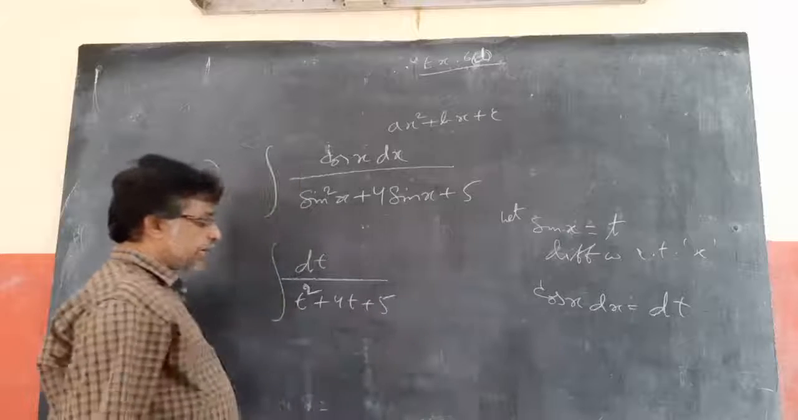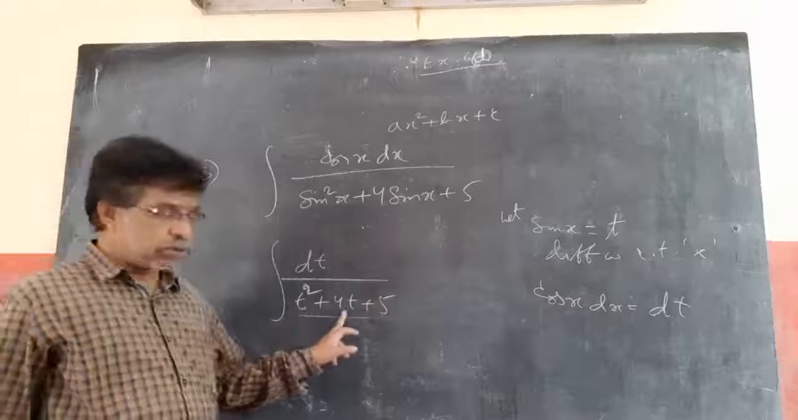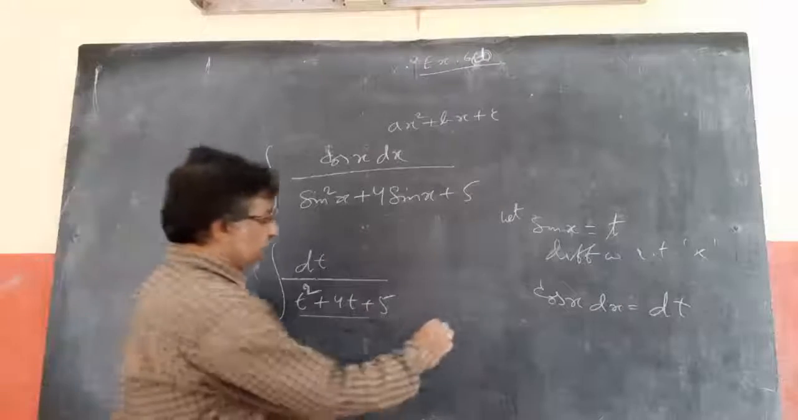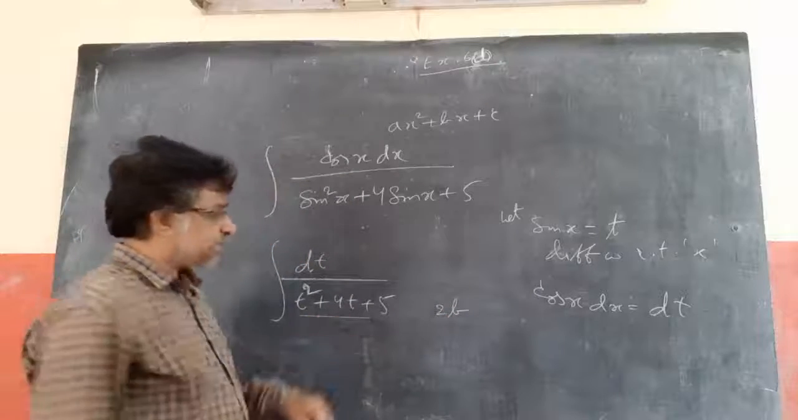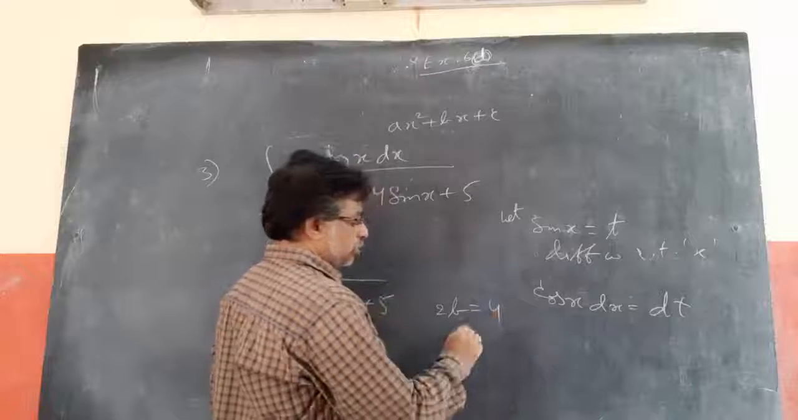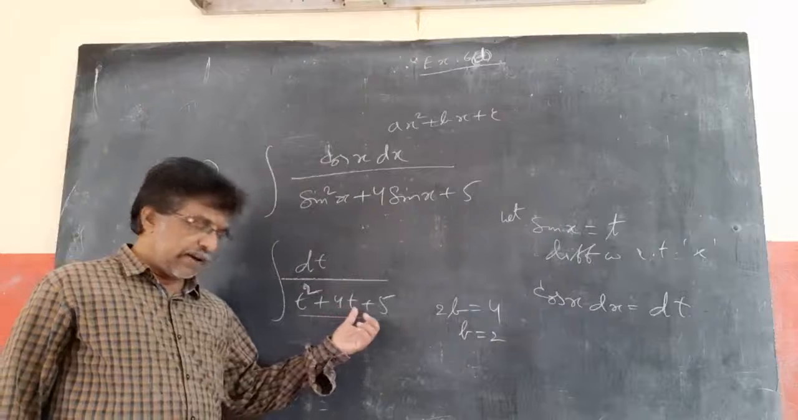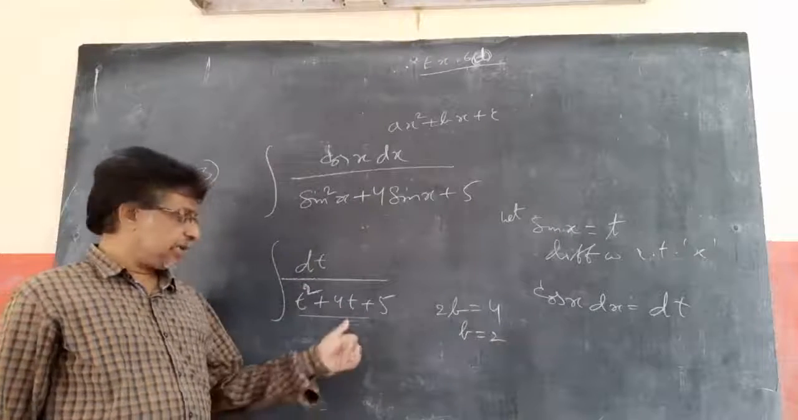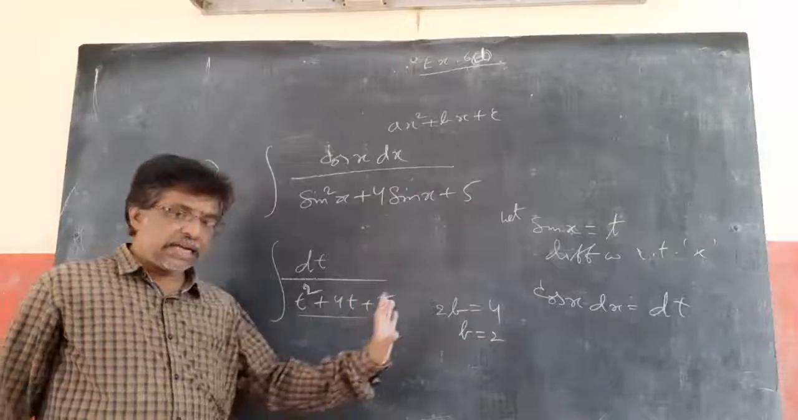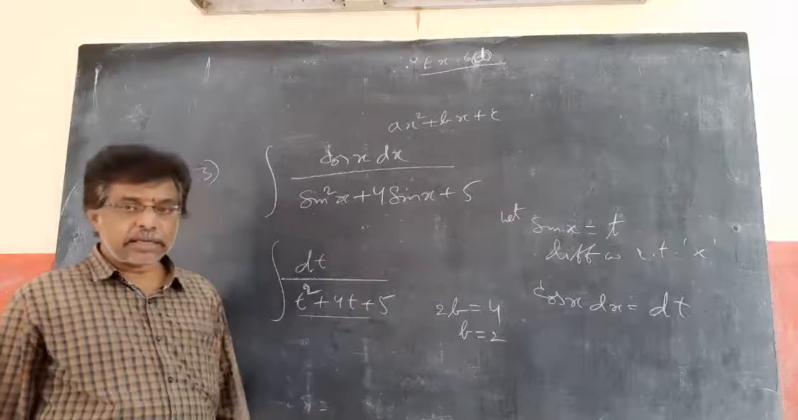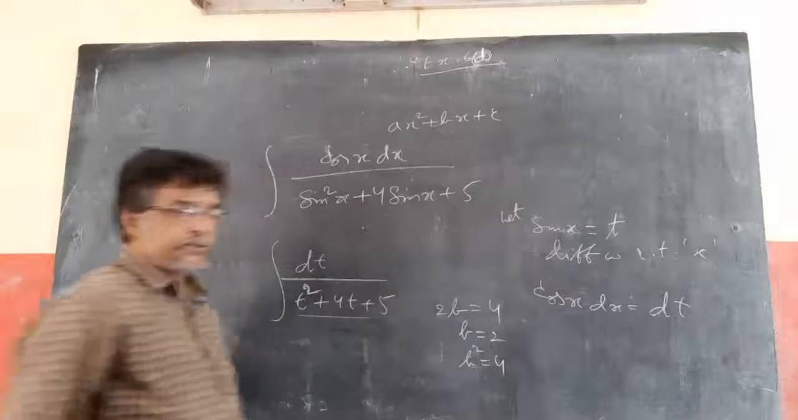So I will tell you a simple method. Completing square is nothing but this should be written in the form of a plus b whole square. This is a square plus 2ab plus b square. Means in place of 2ab, 4t I have. Means in place of 2t I have 4, so b is equal to 2. Always take the coefficient of t, make it equal to 2b. Then you will get b. Then b square is 4.